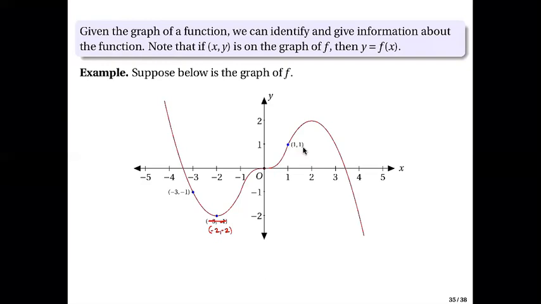So let's see. Again, please take note of this. This should be negative 2, comma, negative 2. But anyway, here we see f of negative 3. So f of negative 3 is equal to the y coordinate, which is negative 1.